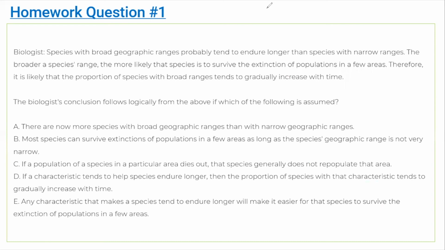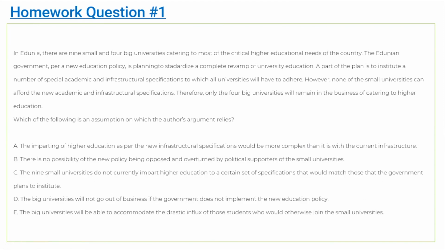Now, finally, let's move to one of my favorite questions that we have here at GMATWhiz, and let's see how we have also tested the same concept. Let's get started here. In Edonia, there are 9 small and 4 big universities catering to most of the critical higher educational needs of the country.